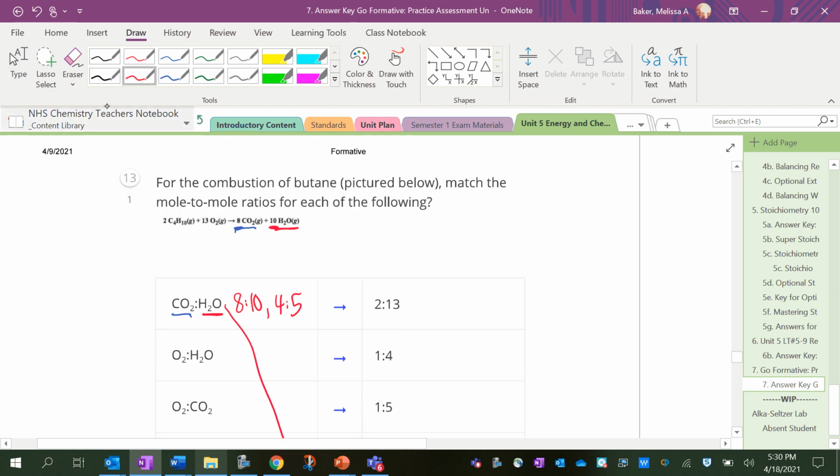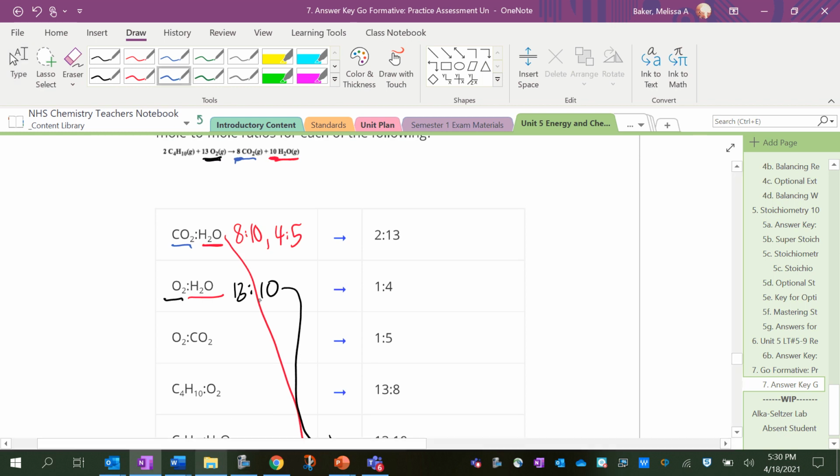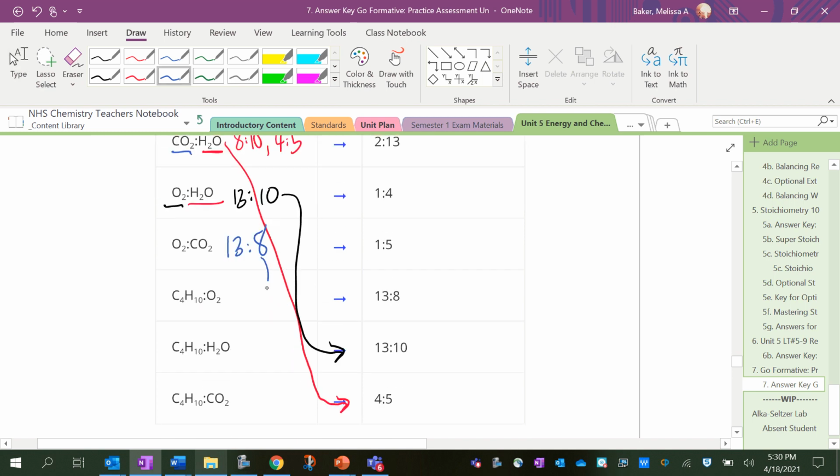Next, what is the ratio of O2 to H2O? So that's 13 to 10. It's just what are the numbers out front. So that one goes with this one. And then we've got O2 to CO2. That's 13 to 8. So that's this one here.